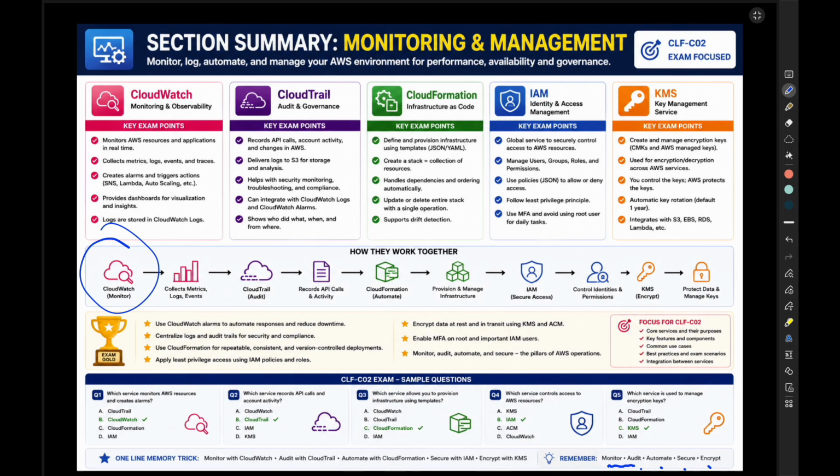For the exam, many questions revolve around distinguishing these services. Remember this: CloudWatch monitors, CloudTrail audits, and CloudFormation automates. And it is also infrastructure as code. The final memory trick for the entire section is monitor with CloudWatch, audit with CloudTrail, build with CloudFormation. If you remember these three lines, you will be good to go.